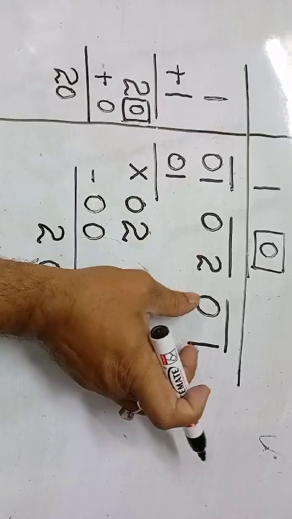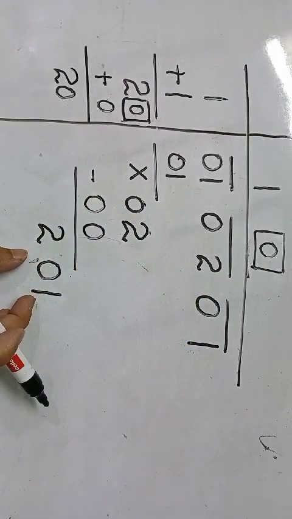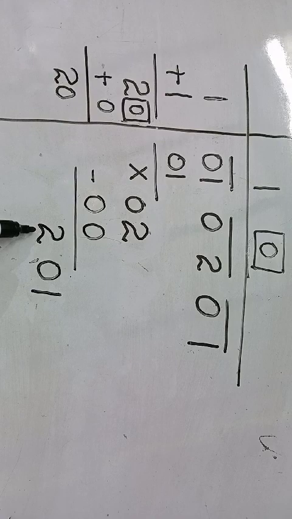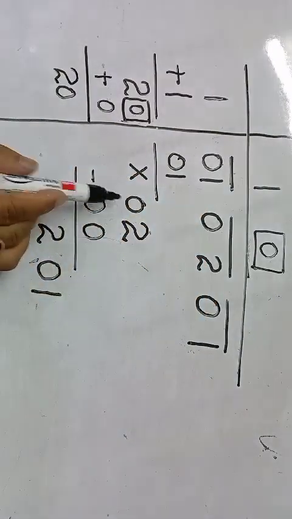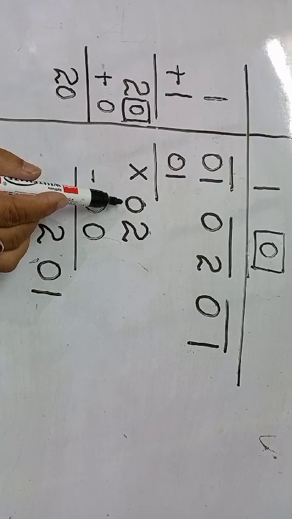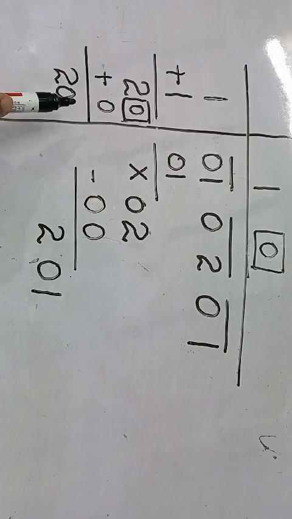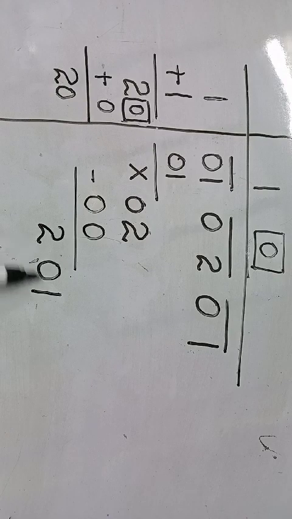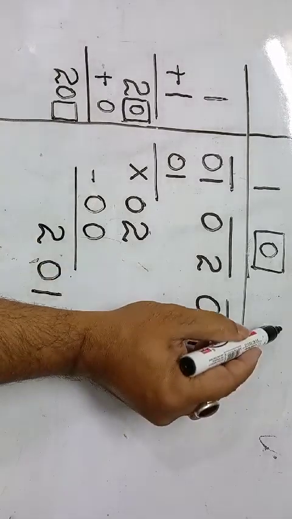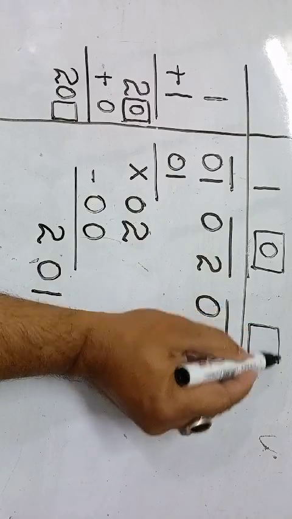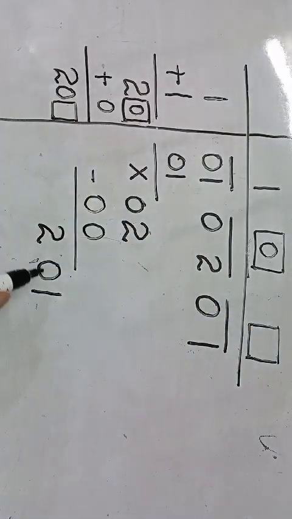When I bring this 0 1 down here, because there was already a 2 existing here, now this number has become 201, whereas here when I brought down this 0 2 pair, this 0 did not have any value because there was no number before that. Okay, but here before the 0 there is a 2, so this becomes 201. Now again you have to select a number here so that when you multiply that number with the same number here, you get 201.